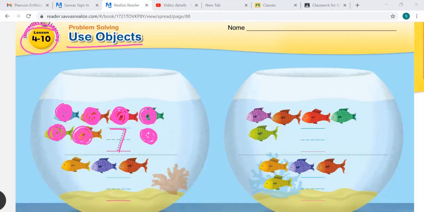All right, let's look at the next row of fish here. I see 3 fish in a bowl, and then I see 1 more fish. How many fish do I see? Let's use counters. Here's 1 counter, 2 counters, 3 counters, and I see 1 more fish. What comes after 3? 4. So I see 4 fish.